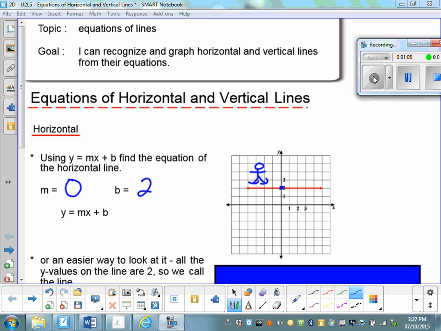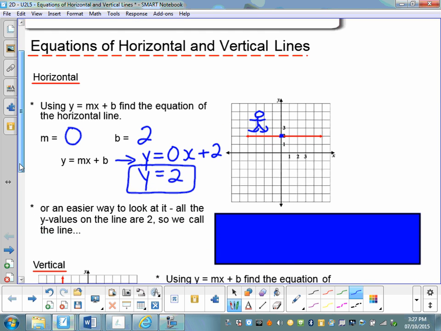So if we were going to write the equation of the line using y equals mx plus b, it would be y equals 0 times x plus b is 2. And 0 times x is just 0, so y equals 2. So that would be the equation of that line.